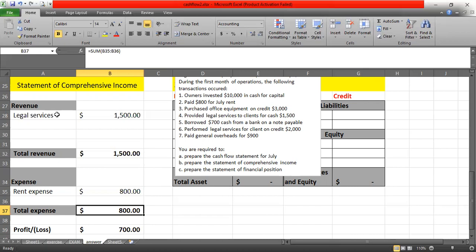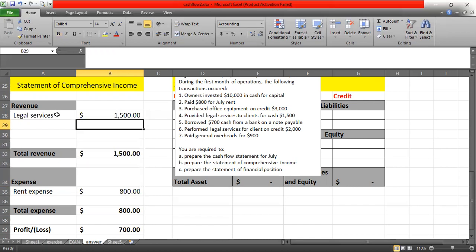Okay, next, number 5, borrowed $700 cash from the bank on note payable. Again, this has nothing to do with the statement of comprehensive income. It will be recorded in the statement of financial position. Number 6, provided legal services for client on credit, $2,000.